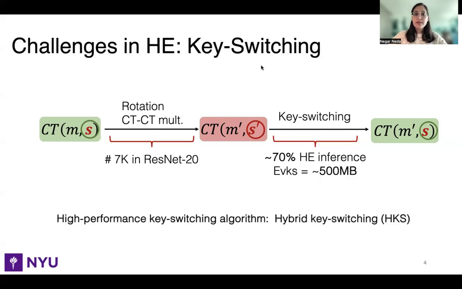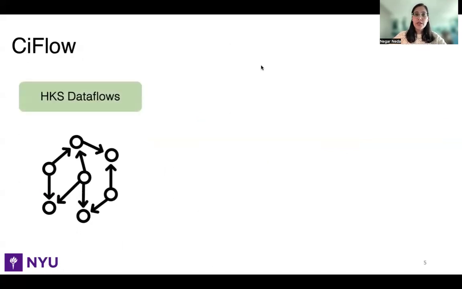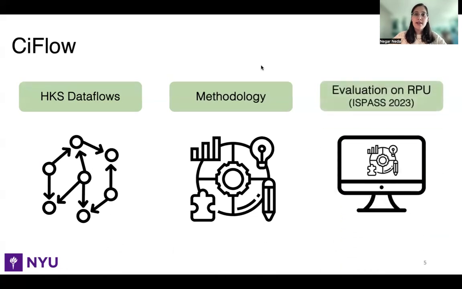And there have been lots of variations of key switching, and one of the high-performance key switching algorithms is named hybrid key switching, or HKS. And in CiFlow, we will focus on HKS and how to optimize its data flow to save on-chip memory and off-chip bandwidth. In this presentation, I will introduce the hybrid key switch data flow, the methodology of our research, and finally, we will do evaluations on RPU, which was our previous paper accepted in ISPASS'23.